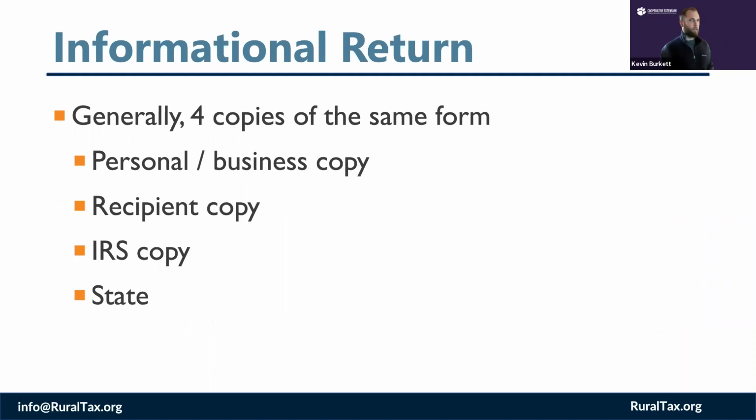So generally, you're going to have 4 copies of this form. One of the copies would be for you personally or for your business. One will be to the recipient, so whoever you made the payment to. One would go to the IRS, and then generally one will be filed with the state as well. Sometimes that's not always required, and as we'll see, sometimes that's automatically done for us and we don't have to actually send it to the state, but we'll talk about that in more detail later. So generally there's going to be 4 copies of the same form that get sent, and we keep a copy as well.